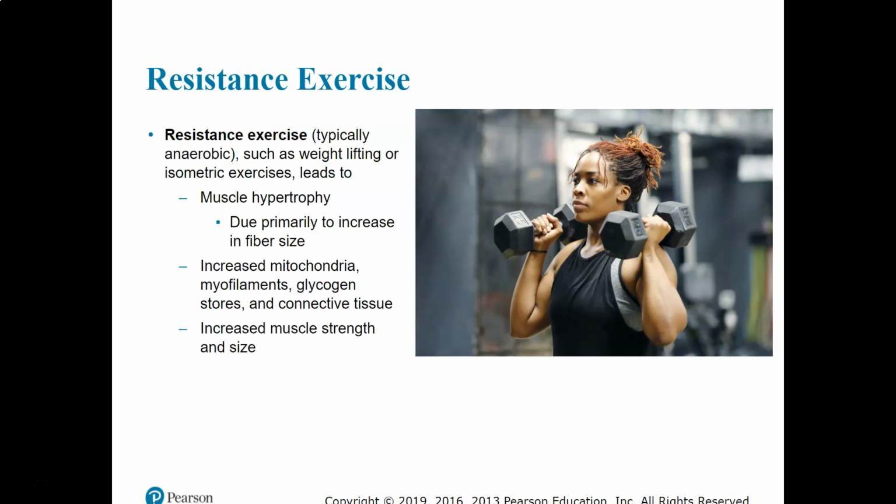This increase in fiber size is going to be due to increased myofilaments, increased mitochondria, glycogen stores so that the muscle can work more, and connective tissue to help strengthen the overall muscle. This is going to lead to this increase in the muscle size and the muscle strength.